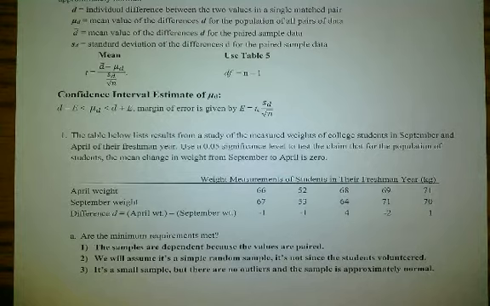Now, we do have two random samples. They are dependent. It's the before and after case. It's not truly a simple random sample because the students volunteered as opposed to randomly selecting them, but we're going to assume that it's close enough. It is a small sample, but there are no outliers, and the sample is approximately normal.